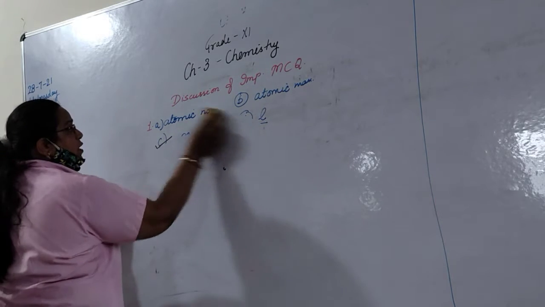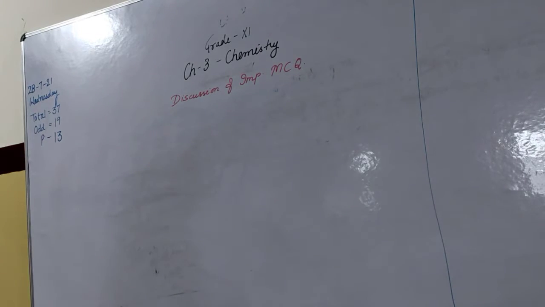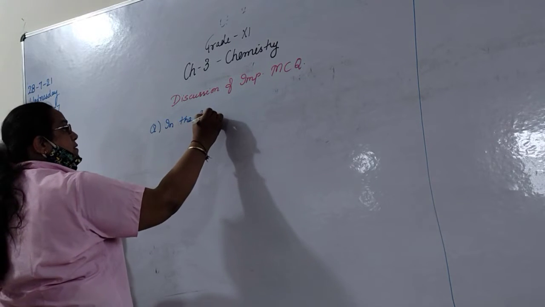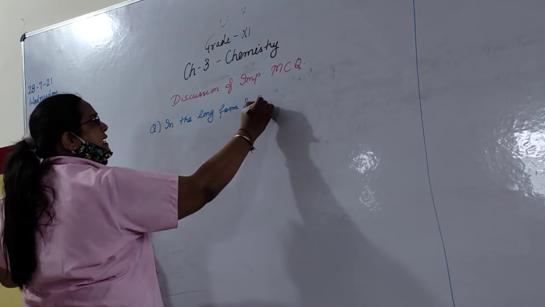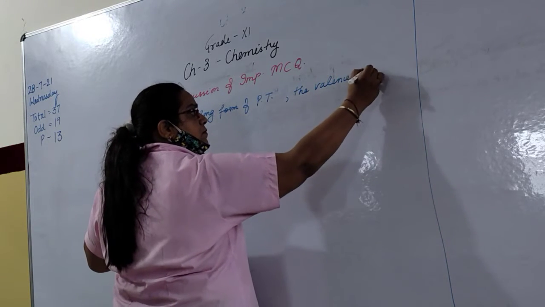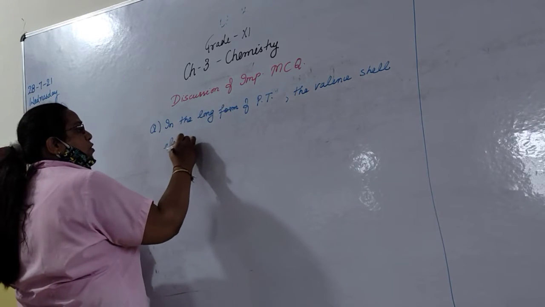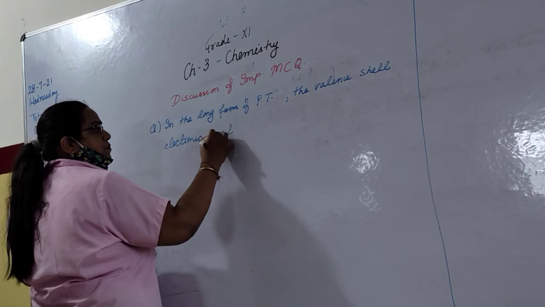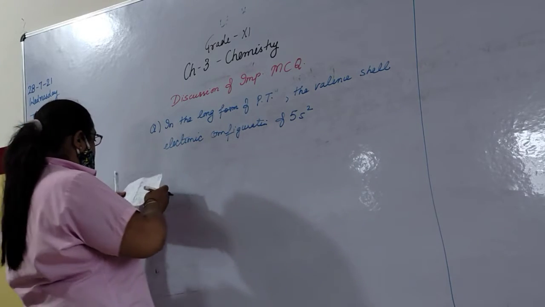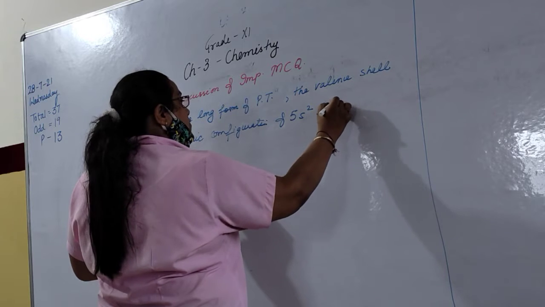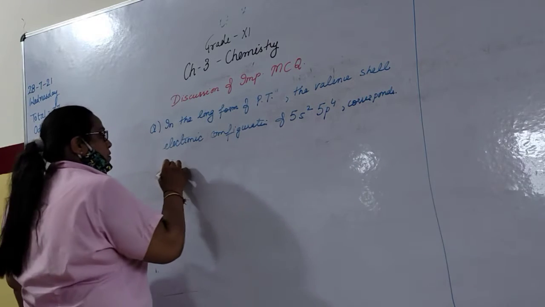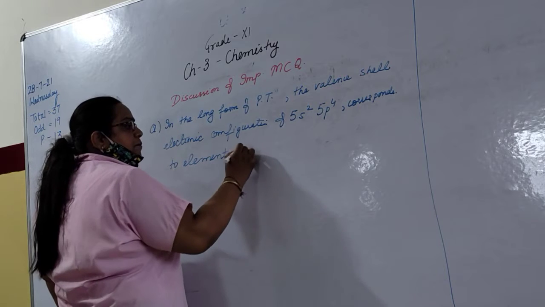Suppose in the long form of periodic table, I am writing shortcut PT means periodic table, the valence shell electronic configuration, valence means outermost shell, of 5s2 and 5p4 corresponds to the element present in.